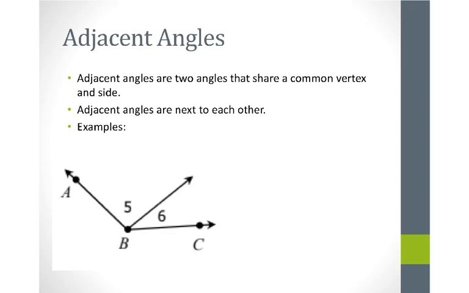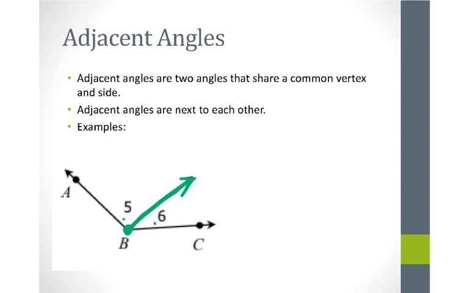Looking here, this is an example. They share a common vertex, which in that case would be B, and they share a side, which would be this ray right here. Okay, they're right next to one another.